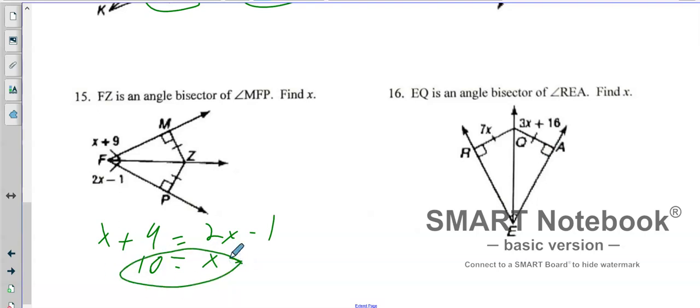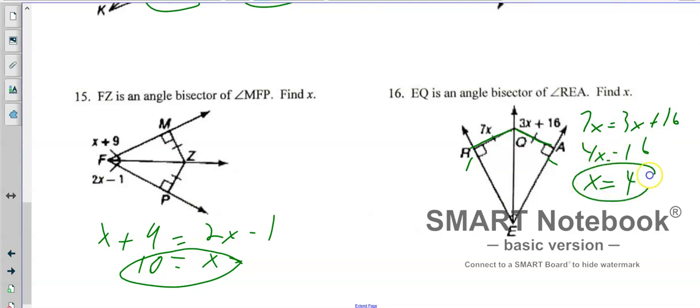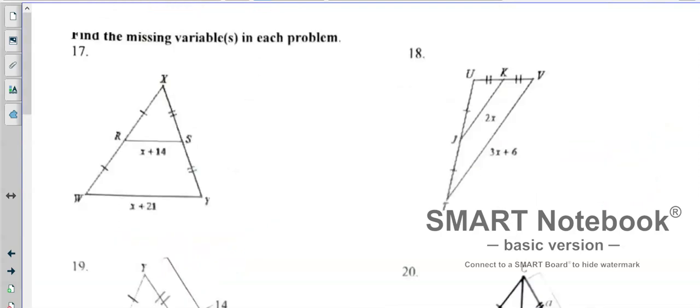And 16, since it's an angle bisector, and these are coming in at right angles here, that means they're simply equal to each other. Subtract 3x, divide by 4. And that's it. All right.